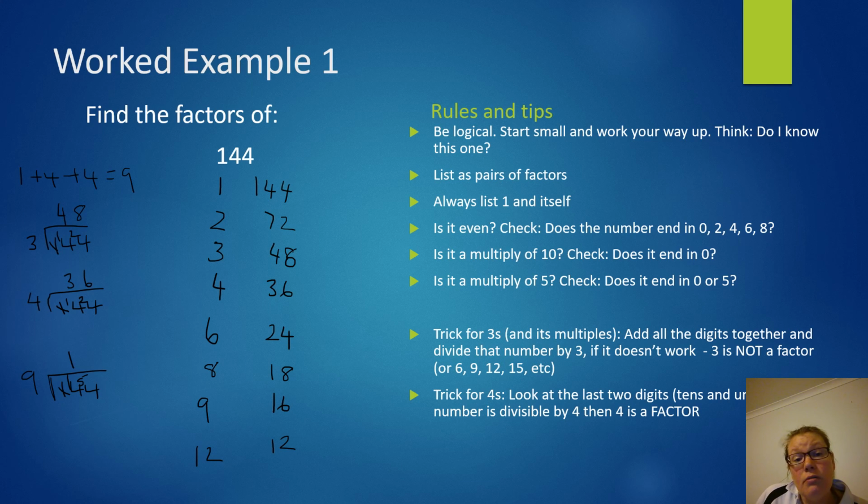So you have them in pairs. So the factors of 144 are 1, 2, 3, 4, 6, 8, 9, 12, 16, 18, 24, 36, 48, 72, and 144. Now, often you are asked to list them. So that just means you write them out. You don't write the 12 twice, okay? You just write it the once. So write them out with a comma separating them.